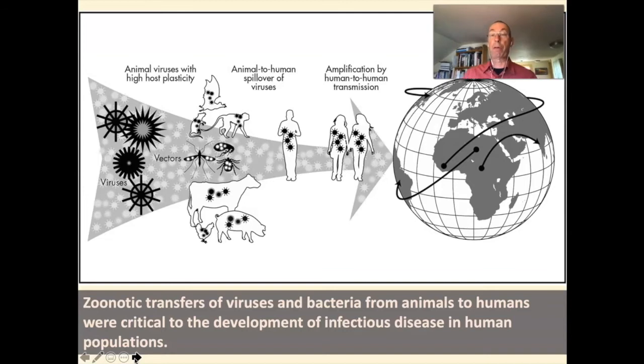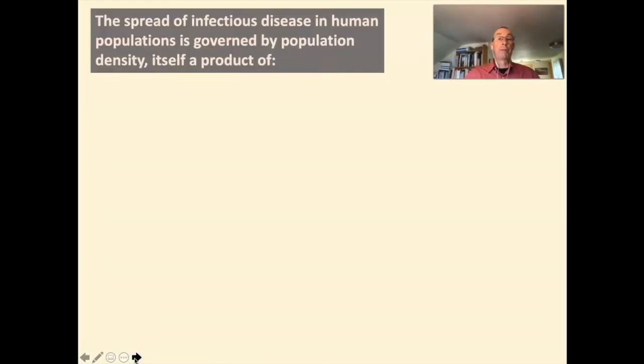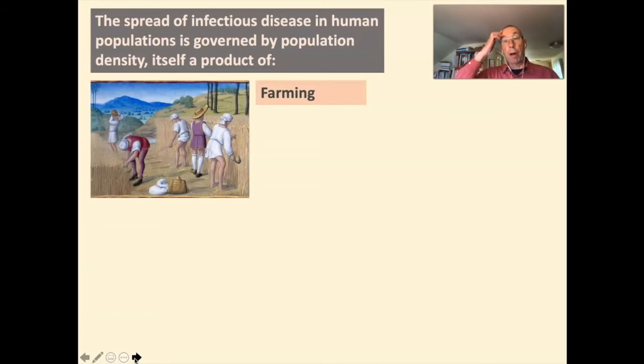I wanted to start with this because it's important to note that, far from being exceptional, you hear a lot of talk about the origins of coronavirus, for example, amongst bat populations in China, as if this was something extraordinary. In fact, the passage of infectious disease from animal to human populations, the zoonotic transfer of disease, is actually a normal route into human populations of infectious pathogens. So I'm starting here to think about the ways in which the spread of infectious disease in human populations is governed by population densities, and those population densities are themselves a product of the transition from hunting and gathering to farming.